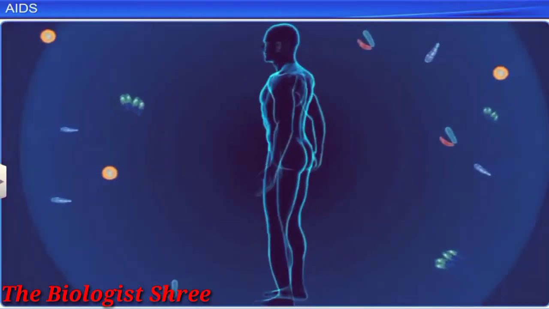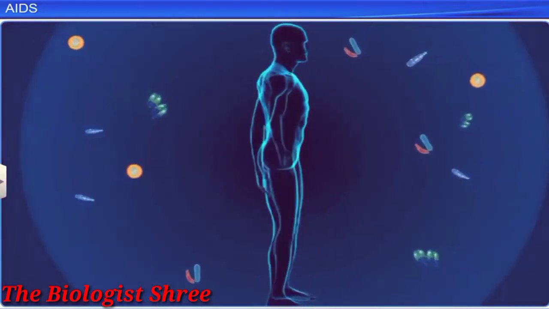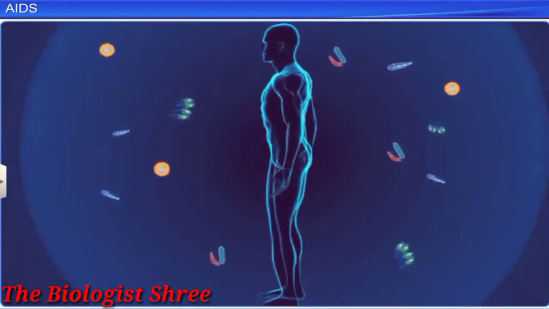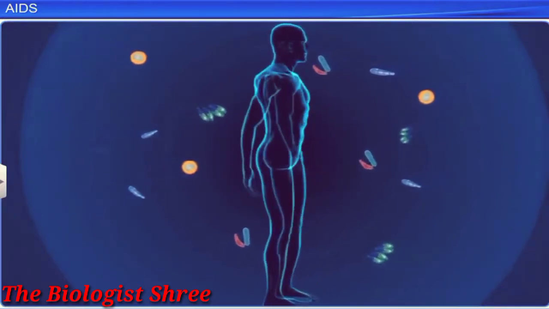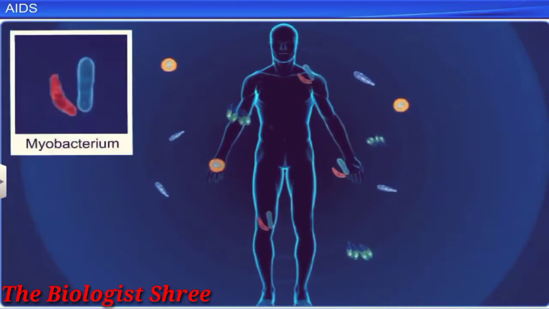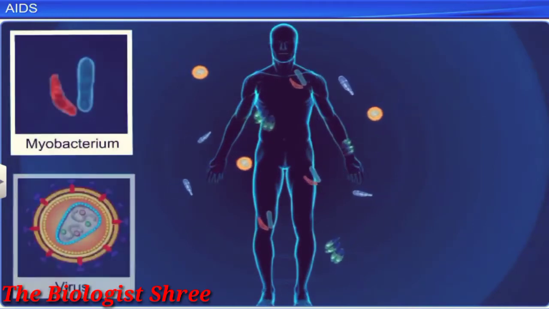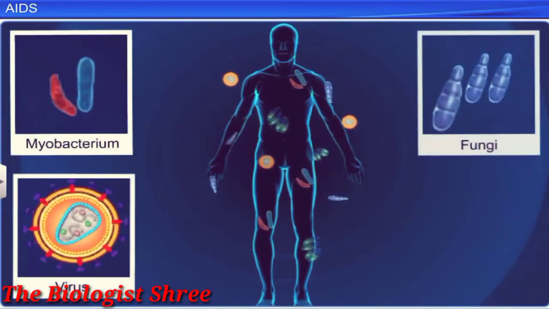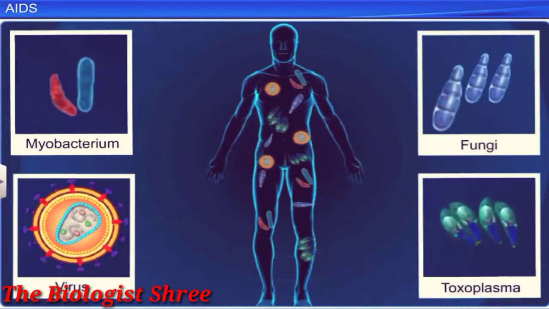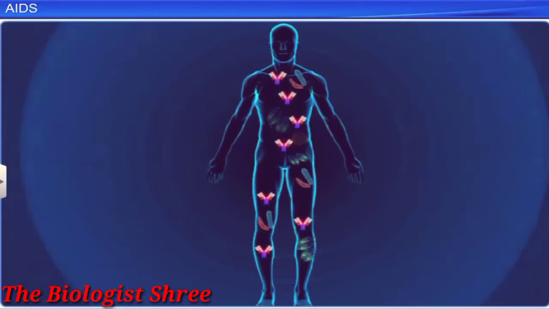They become so immune deficient due to the loss of helper T lymphocytes that they are vulnerable to infections caused by bacteria like mycobacterium, viruses, fungi, and even parasites like toxoplasma. Had the HIV virus not infected the body, these infections would have been naturally fought by the body's immune system.